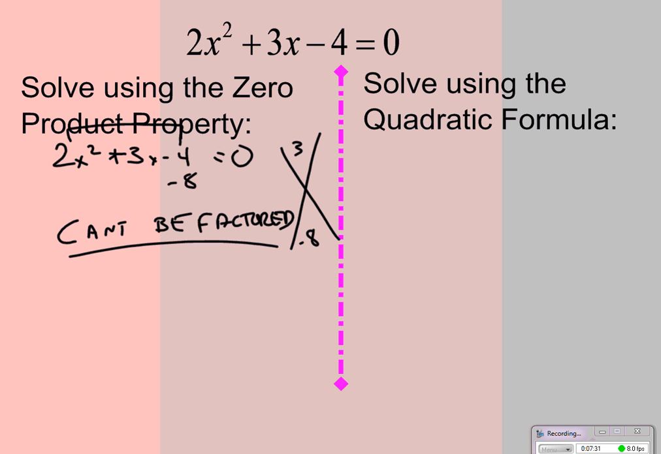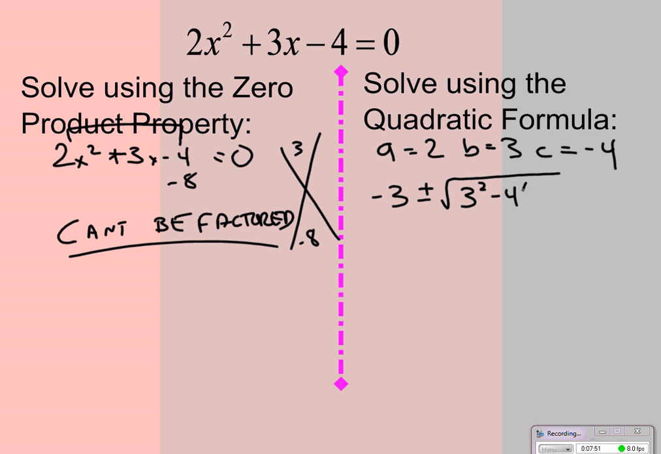When that happens, don't be nervous. That's fine. Like I said, you're fine there. You can't factor it, but I can still do the quadratic formula. So a will be 2, b will be 3, c will be negative 4. Okay, so it becomes negative 3 plus or minus the square root of 3 squared minus 4 times 2 times negative 4, all over 2 times 2.